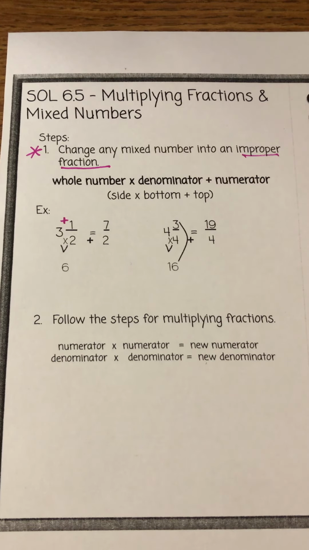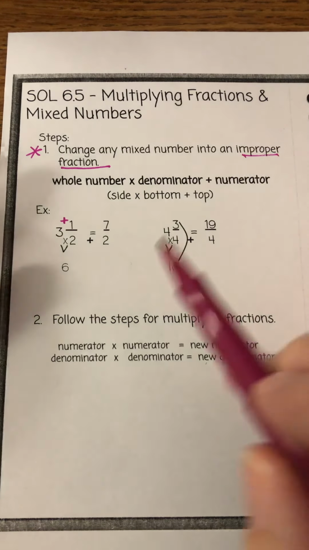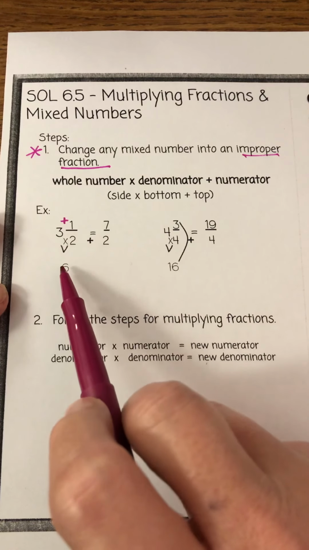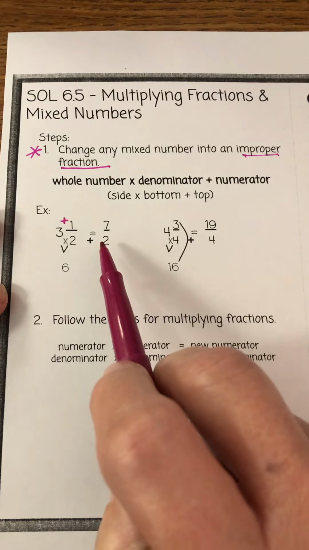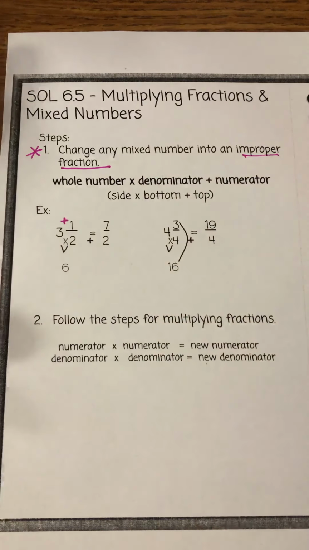Now the first really important step is you cannot multiply by a mixed number. You have to change that mixed number to an improper fraction. If you look here, you have 2 times 3, that's 6. 6 plus 1 is 7, so you have 7 halves. Okay, so there's your improper fraction.